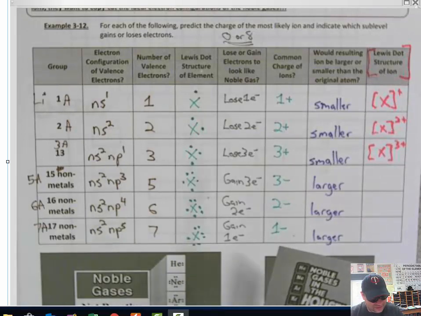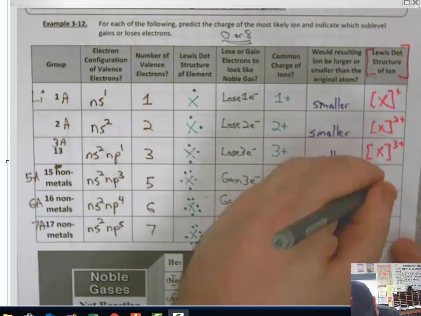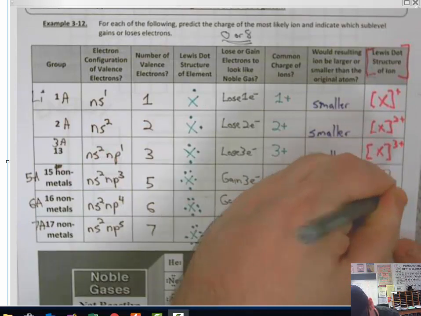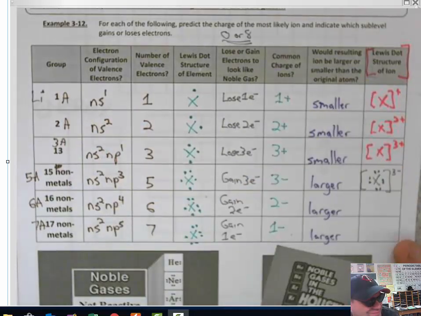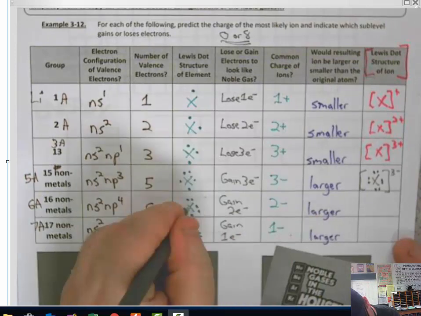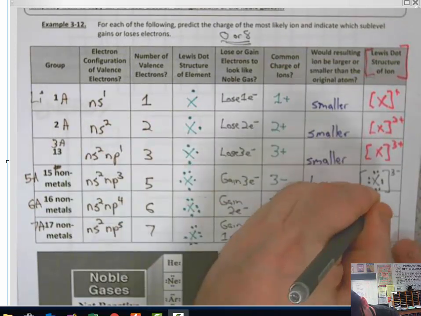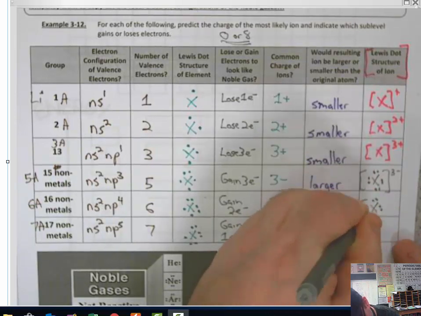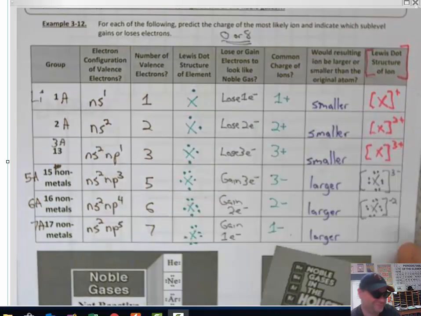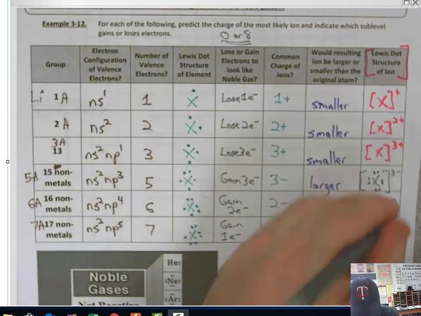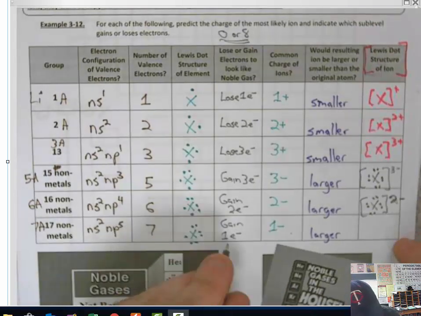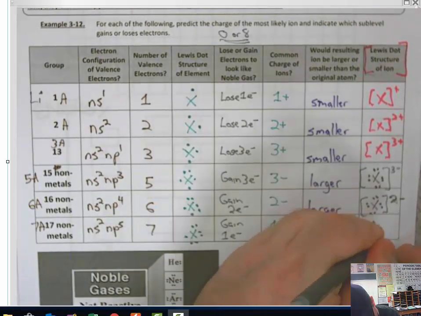Now we do the nonmetals here. We start with 5 and we gain 3, so now we're going to get to 8 valence electrons. But you still have to do the brackets, and you still have to do the minus 3. We started with 6, we gained 2. You're going to get to 8 valence electrons. Oh, and I wrote that charge backwards. Okay, 2 minus, there we go. And then finally we start with 7 and gain 1. We get to 8 valence electrons.